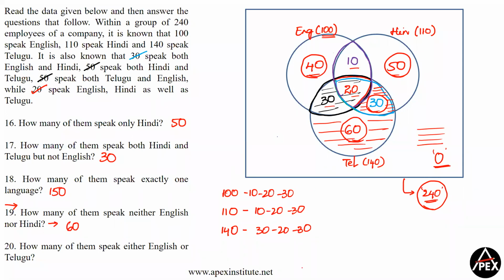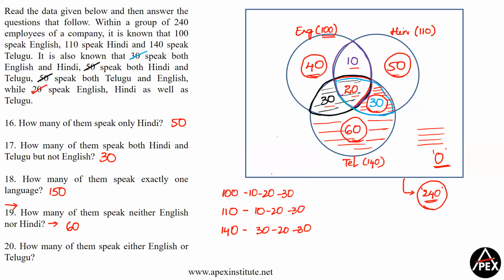Clear, guys? Yes. Now moving to the last question. How many of them speak either English or Telugu? Is it 130? 160? I think it should be 190, guys.